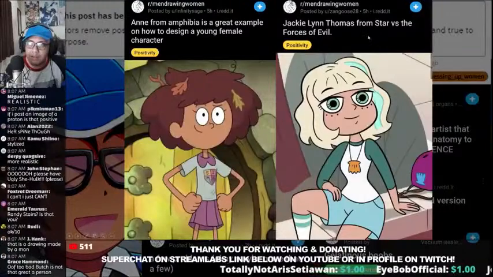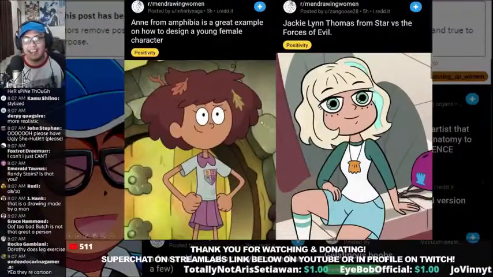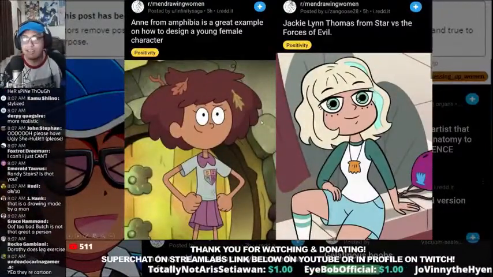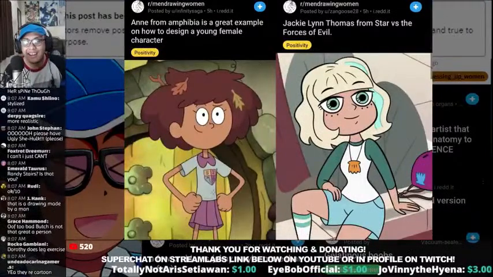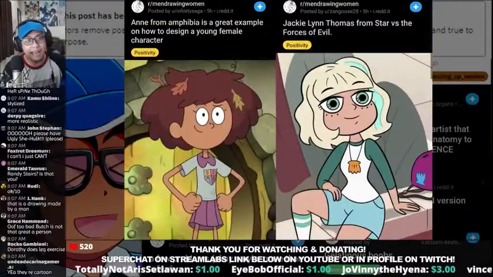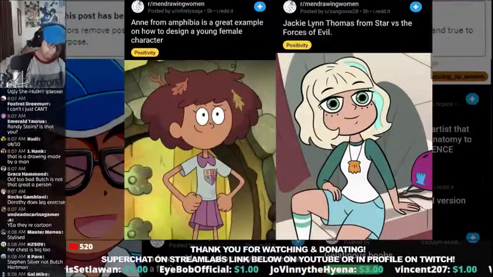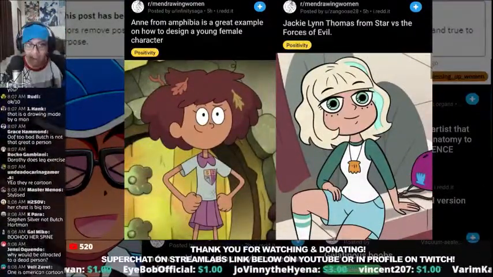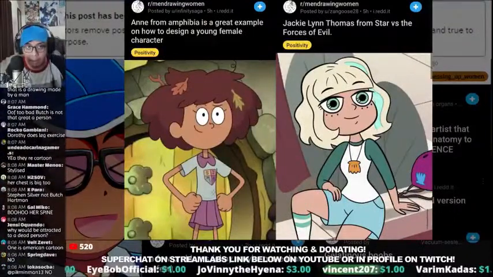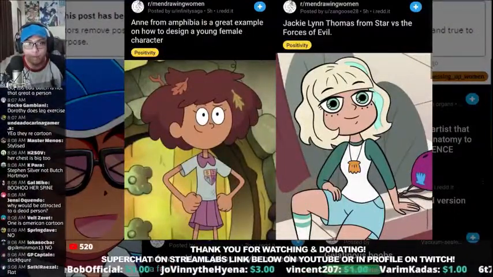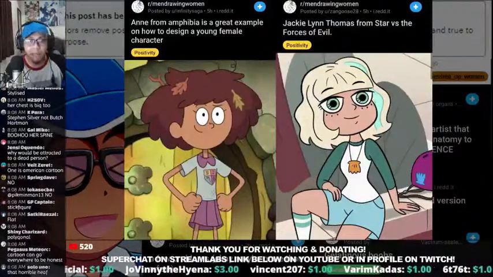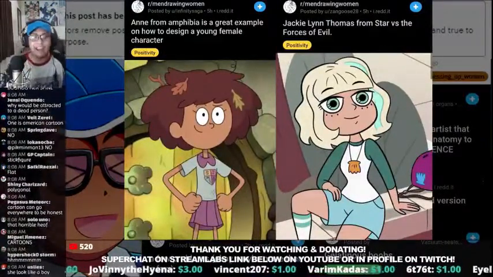Jackie Lynn Thomas from Star vs. the Forces of Evil. Both of these are stylized. Both of these are cartoons. Are you telling me that we should draw cartoons? Wait, hold on a second. If this is the correct way to draw them, then are you telling me that if we want to draw porn of them, we should draw them this way, instead of aging them up?